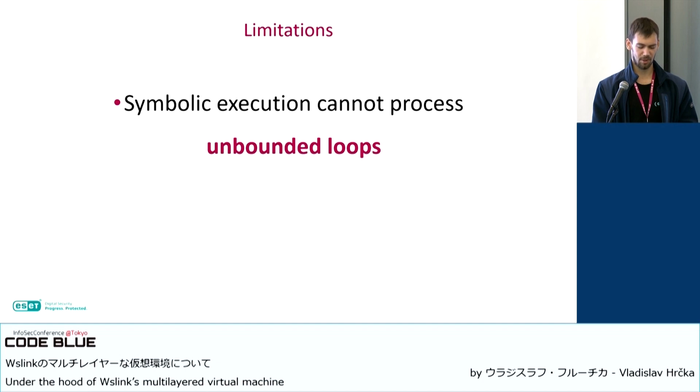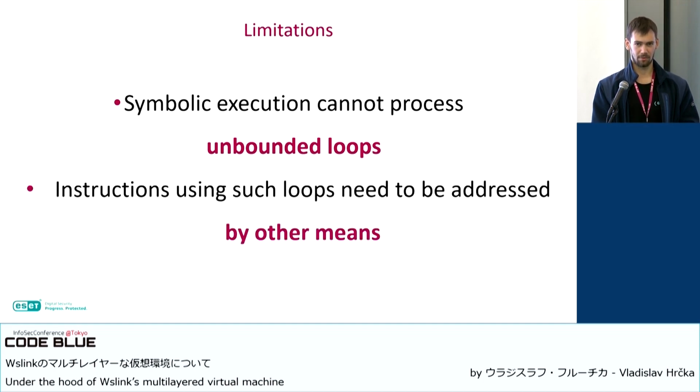Now, what are the limitations of the approach? Basically, they are the same as symbolic execution, since we use it, and basically we cannot process instructions with unbounded loops using this approach, and we need to address such instructions by other means, for example, some heuristics or manually. But it's not such a problem because most of the instructions do not contain such loops, and for example, move, XOR, and everything you can usually imagine can be processed like this.